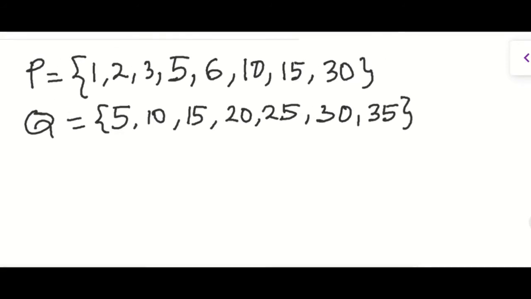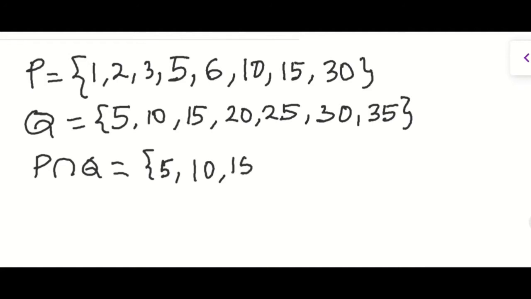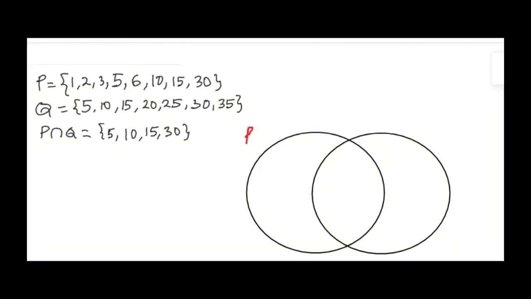Common members of P and Q. That gives us, yes, list them. Okay, 5, 10, 15, and the last number, 30, of course. All right, very good. So we represent the information on a Venn diagram.